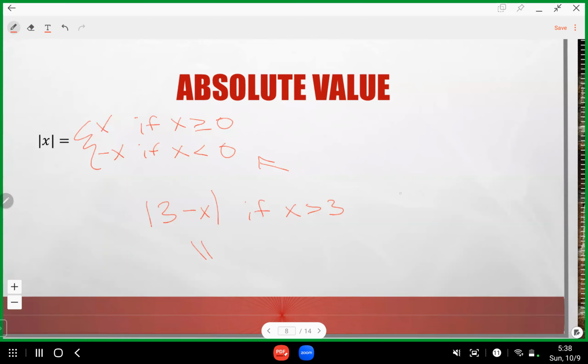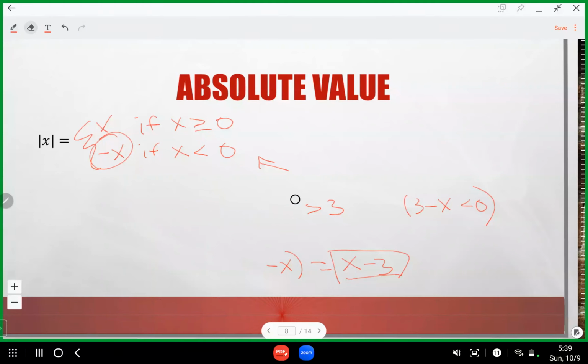Then the absolute value would equal whatever the number is without a negative sign. Right? x is going to be negative, so it's going to be negative 3 minus x, right? So then it's going to be x minus 3. All right? I get it. So let's try another one.